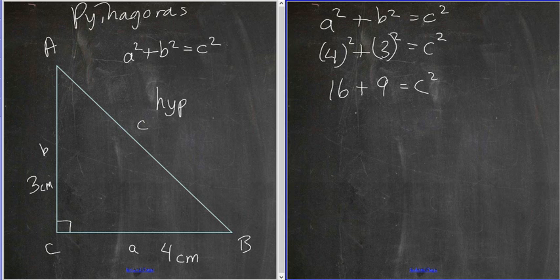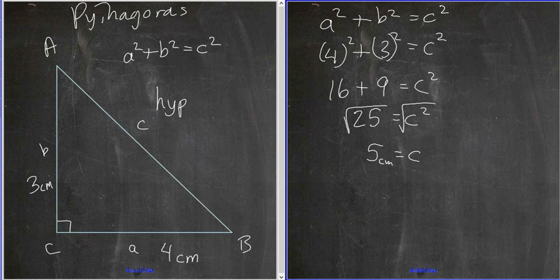25 is equal to c squared. Now we want just c by itself, so we're going to find the square root of both of these, and we're left with c equals 5 centimeters. This is our basic use of the formula. Given two pieces of information, a and b, we can calculate the length of the third side, c.